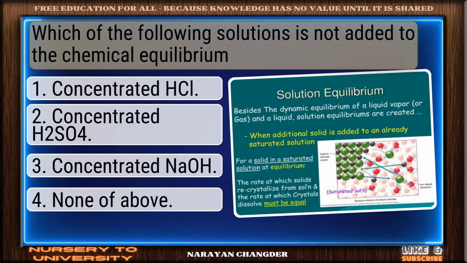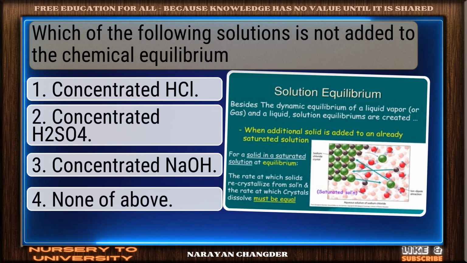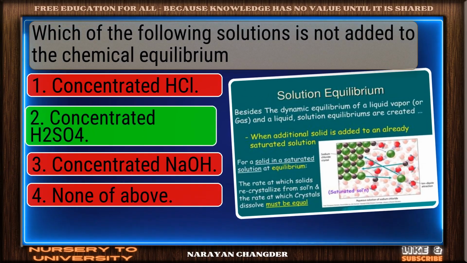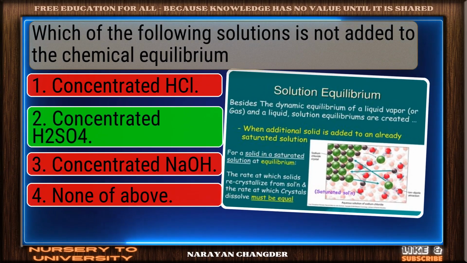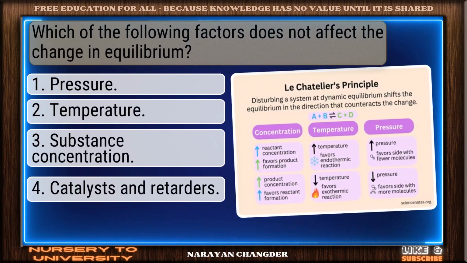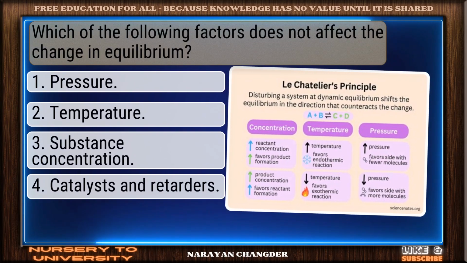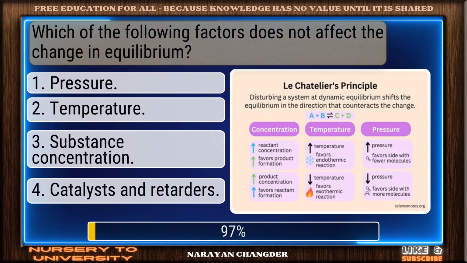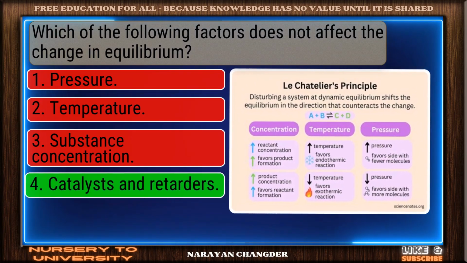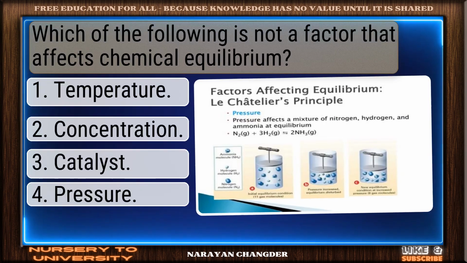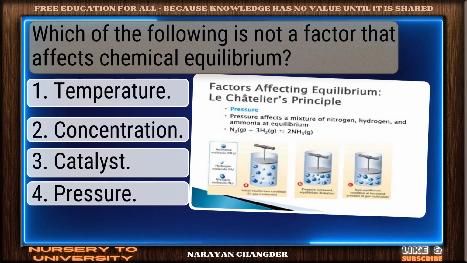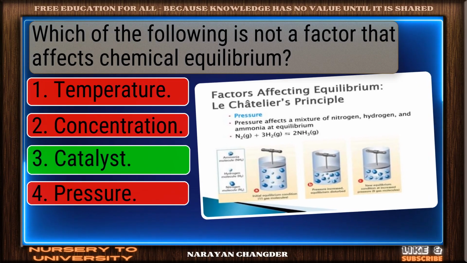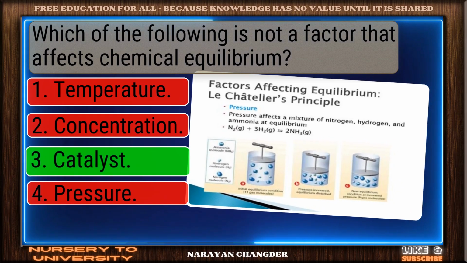Which of the following solutions is not added to the chemical equilibrium? Nice selection. Concentrated CCl4 is the correct and valid answer. Which of the following factors does not affect the change in equilibrium? Well reasoned. Catalysts and retarders is the correct choice. Which of the following is not a factor that affects chemical equilibrium? You chose catalyst, and it is correct.